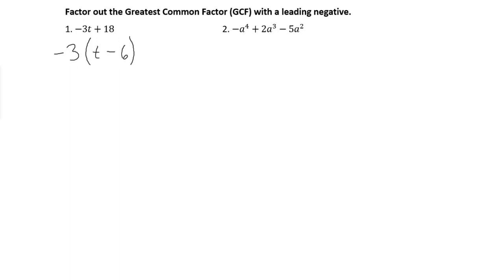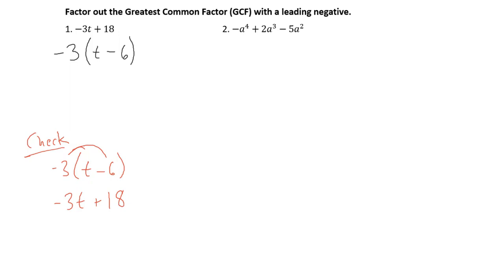And we're going to go ahead and check this one. Because remember, we can always check using multiplication. Negative 3 times t minus 6. And so when we use the distributive property to check, negative 3t, and negative times negative is positive 18. Pay very careful attention to your signs when you are factoring out a negative.